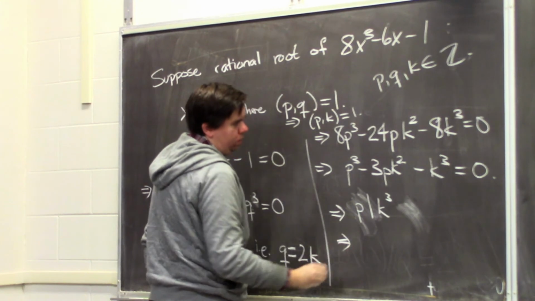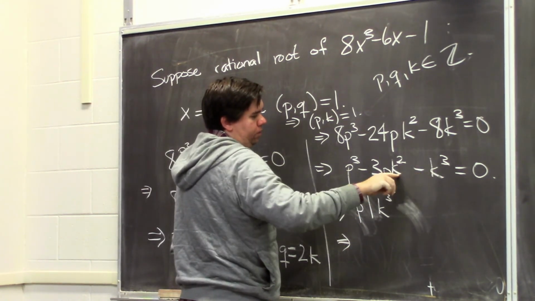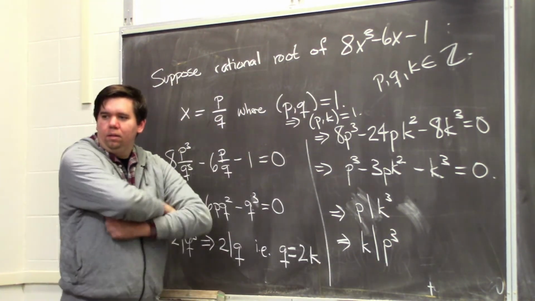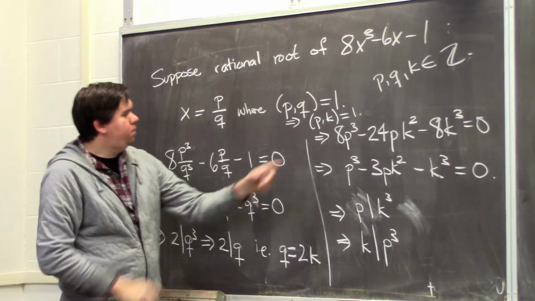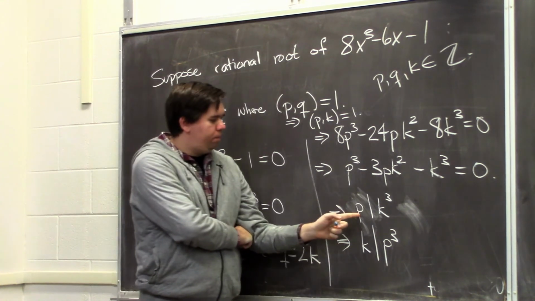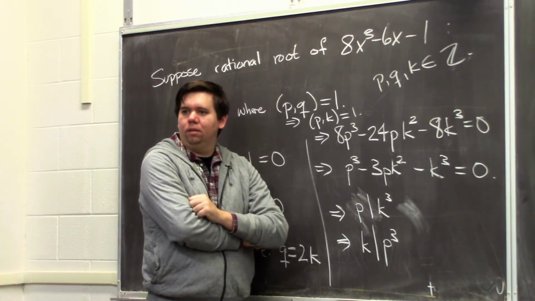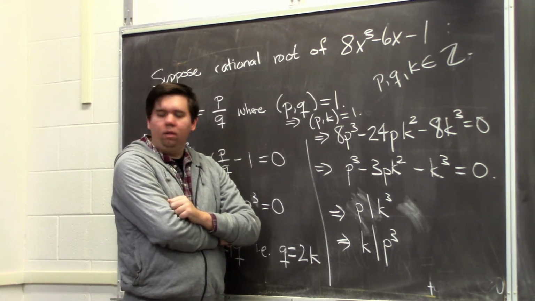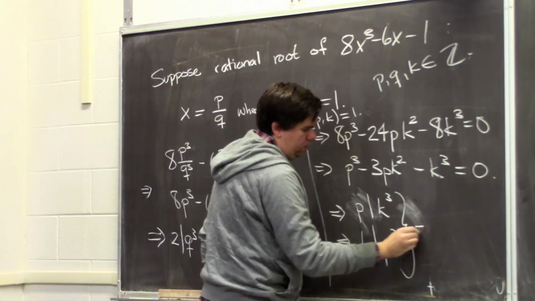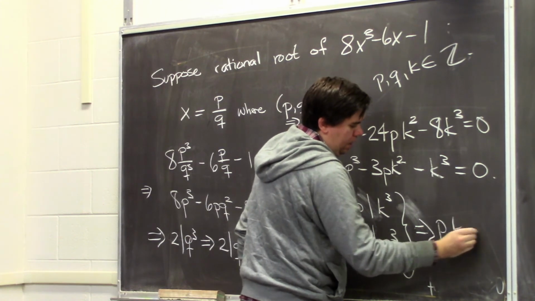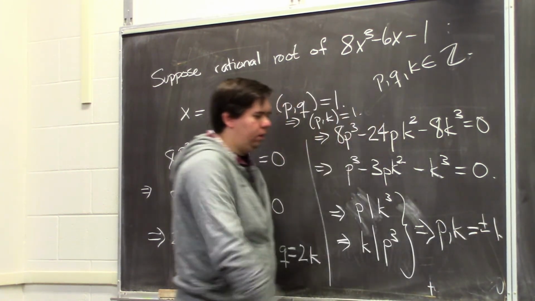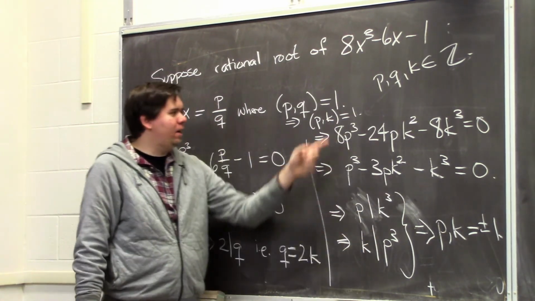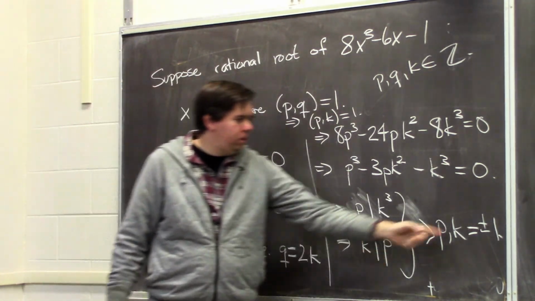You can also show that since k divides both of these terms, k must divide p cubed. So how can it be that p and k have no common factors, but p divides k cubed and k divides p cubed? Well, the only possibility is that p and k are plus or minus 1. The only common factor they're allowed to have is 1. So it must be plus or minus 1.